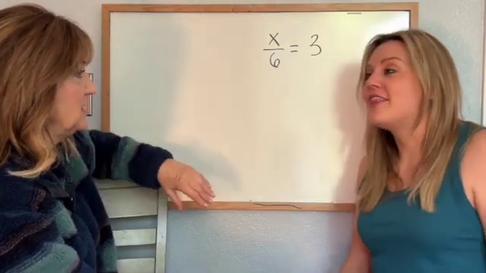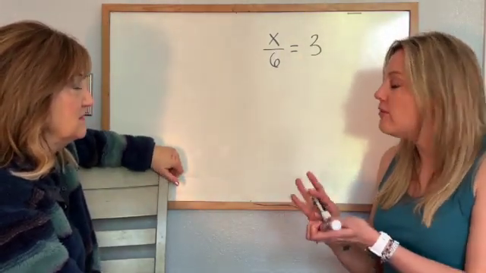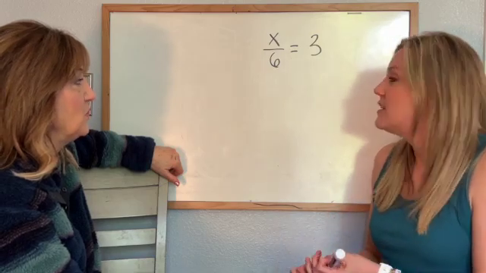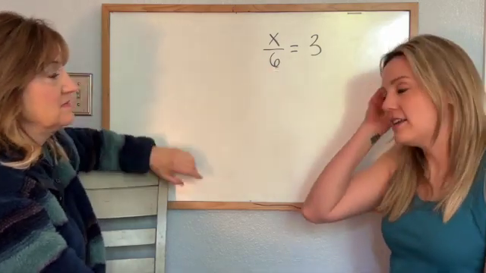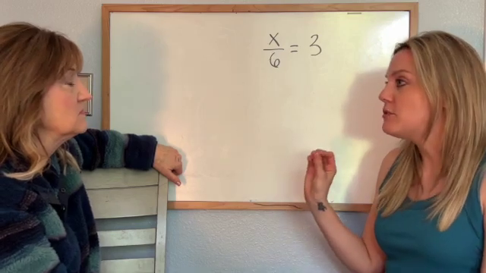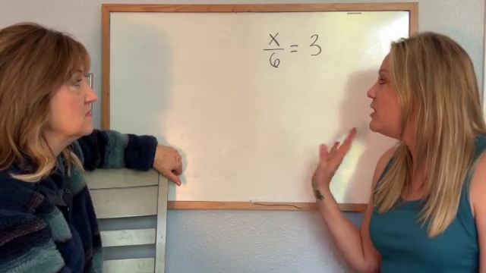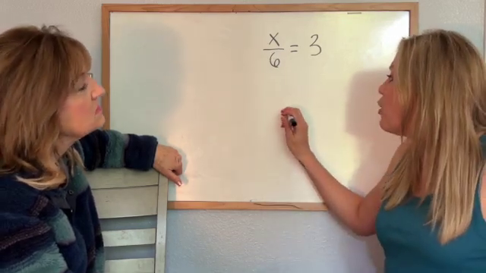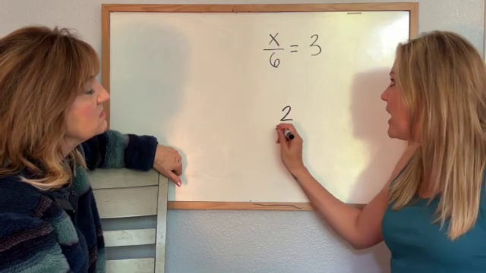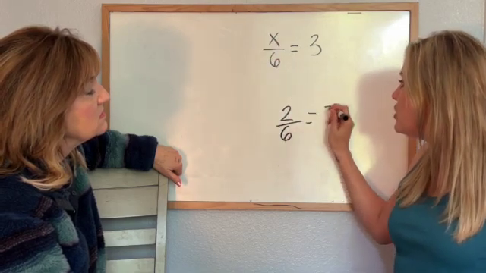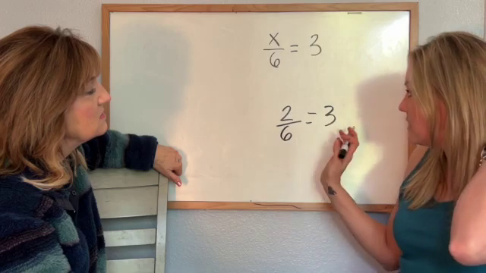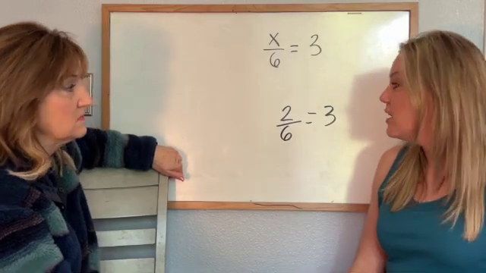Okay, so because that is such a common mistake. Everybody does this. I don't know why. Because 2 times 3 is 6. So many people do that. And if you were to guess 2 and you were kind of unsure about it, I would write a 2 in place of my x and see if this is true. Is 2 divided by 6 equal to 3?